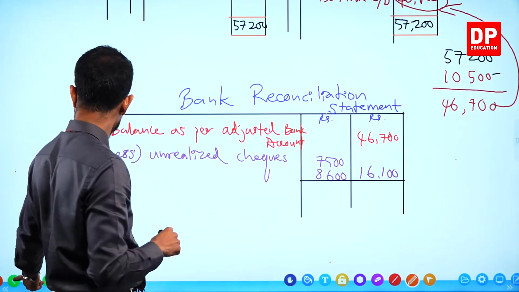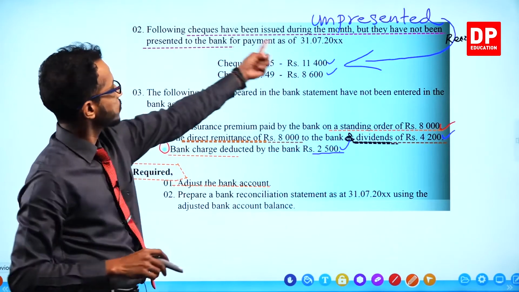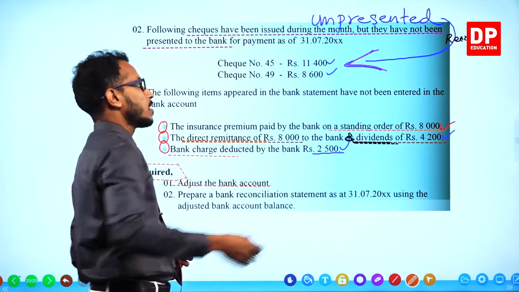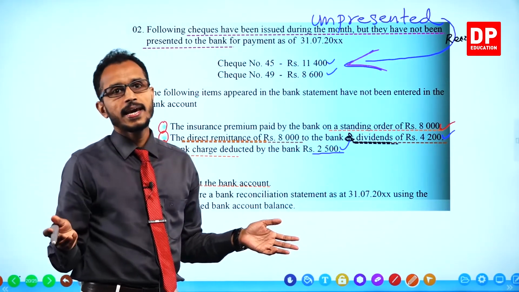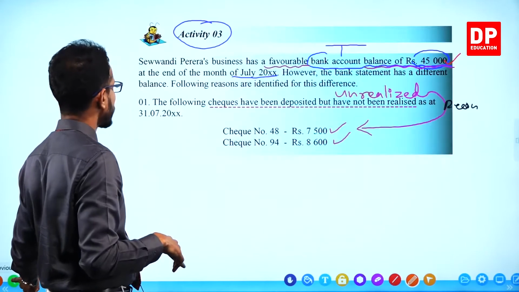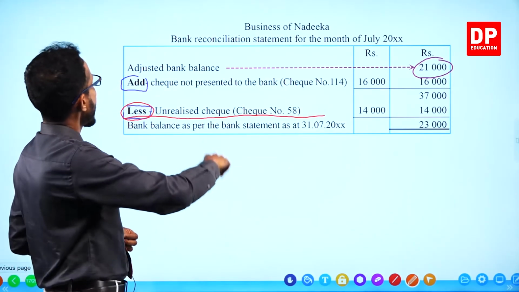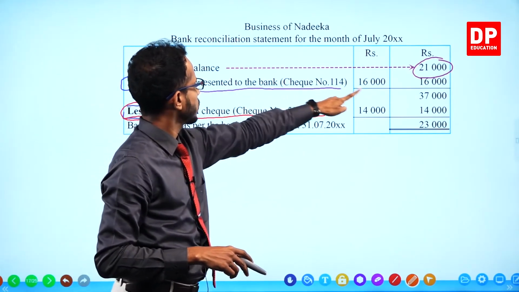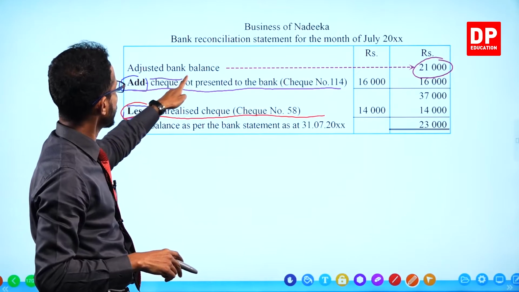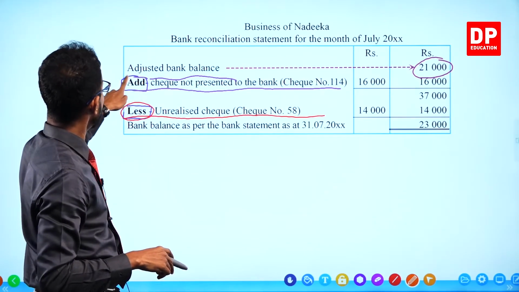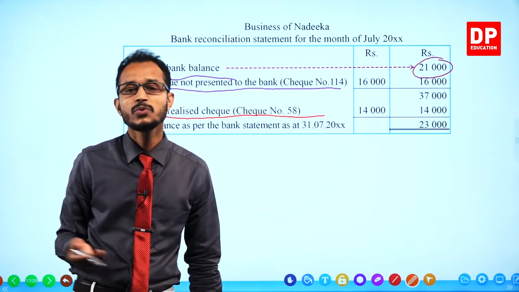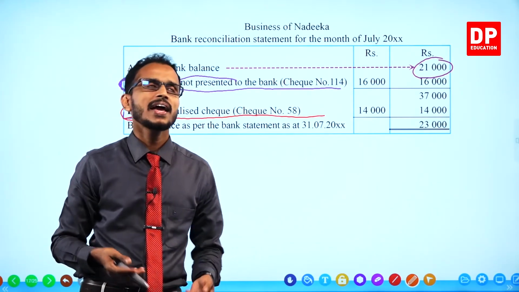Then take the unpresented checks. These ones. Earlier again I told you that unpresented checks should be added. Unpresented checks, not presented, should be added. Why? Why do we add them?